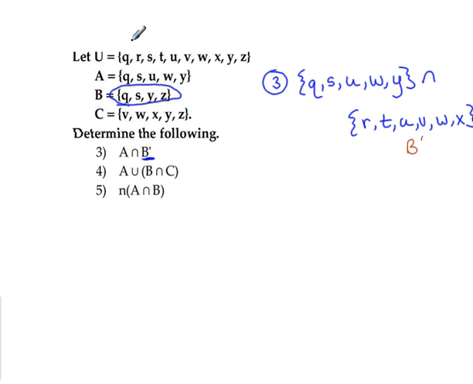So when we go through and find the elements that are in the universe, not in set B, we'll come up with R, T, U, V, W, and X. So that's defined as B prime.